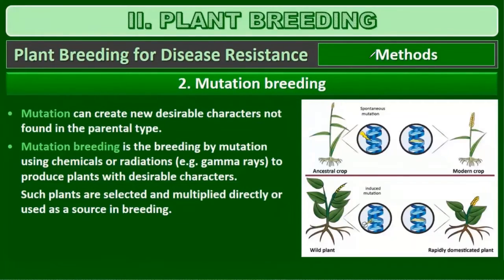The second method of plant breeding for disease resistance is mutation breeding. Mutation can create new desirable characters not found in the parental type. Mutation breeding is breeding by mutation using chemicals or radiations like gamma rays to produce plants with desirable characters. Such plants are selected and multiplied directly or used as a source of breeding. So here mutation is induced using mutagens, then they are either directly used or they are used as a source of breeding.